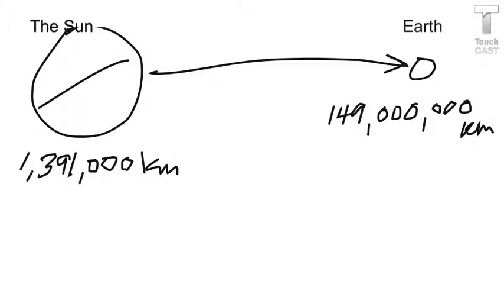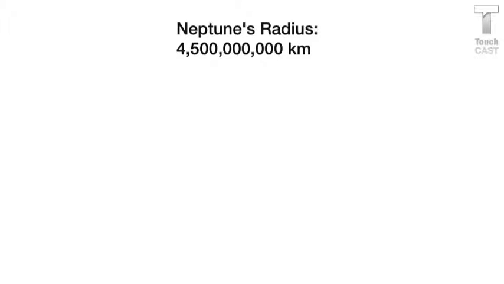The next thing I looked at was Neptune's radius, now the furthest planet from the sun. Neptune's radius was, can you read it? 4,500,000,000 kilometers. Now we're starting to get into numbers that, if you're showing all your work or you're even typing all this stuff, it's way more than you want to type.